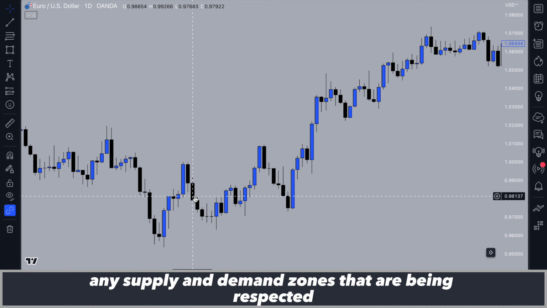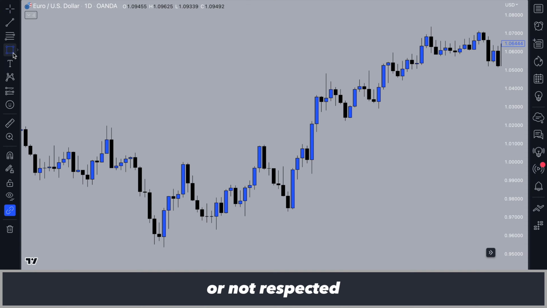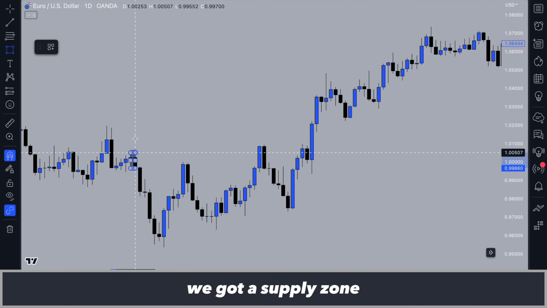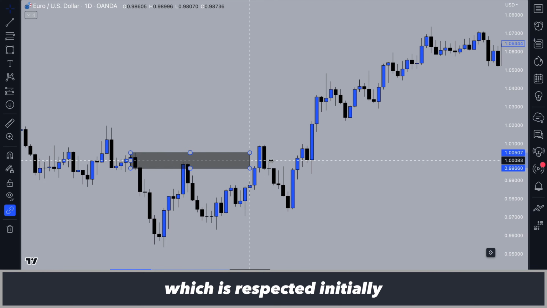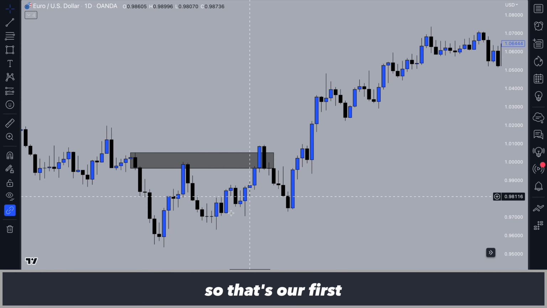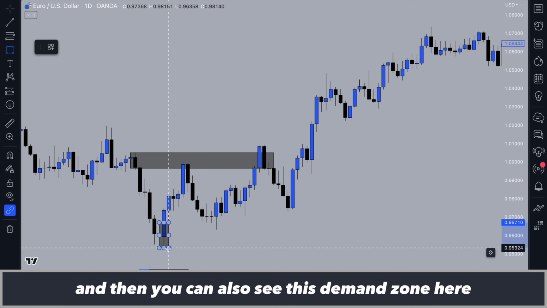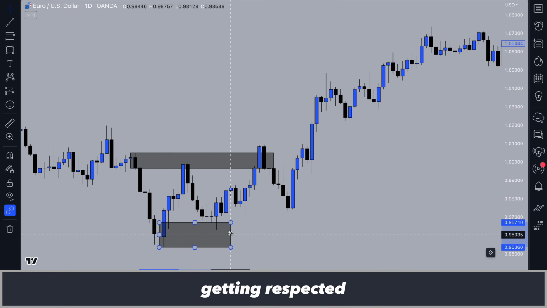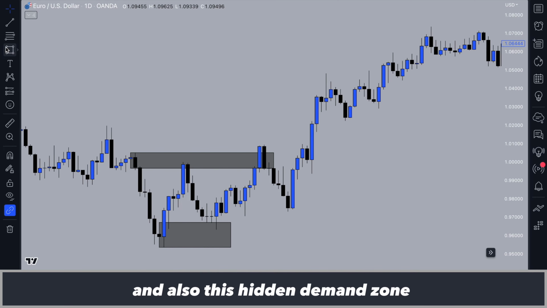And something I like to do to confirm this reversal is just look for any kind of order flow, any supply and demand zones that are being respected or not respected. So as you can see here, we get this supply zone, which is respected initially and then broken over there. So that's our first signal that we could be going bullish. And then you can also see this demand zone here getting respected, and also this hidden demand zone.